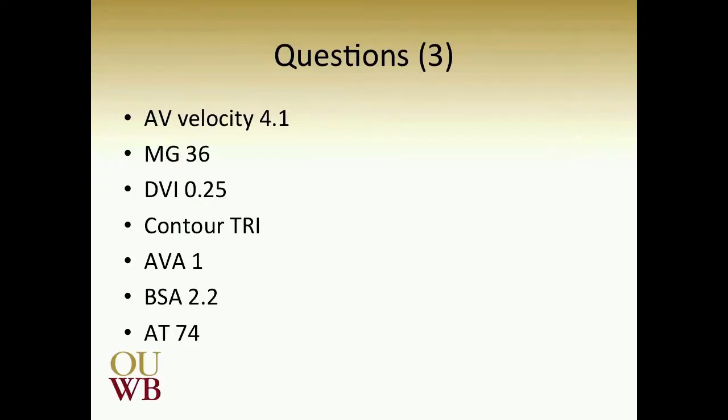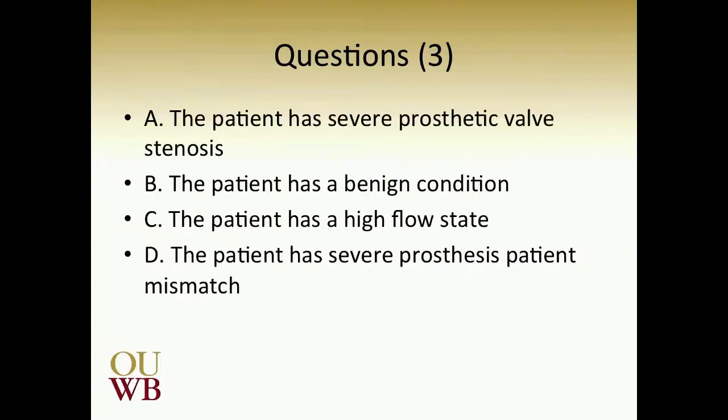His aortic velocity is 4.1. His mean gradient is 36. His Doppler velocity index is 0.25. He's got a triangular contour, valve area of 1, body surface area 2.2, and acceleration time 74. So which does the person have? Does he have severe prosthetic valve stenosis? Does he have a benign condition? Does he have a high flow state? Or does he have severe patient prosthesis mismatch?